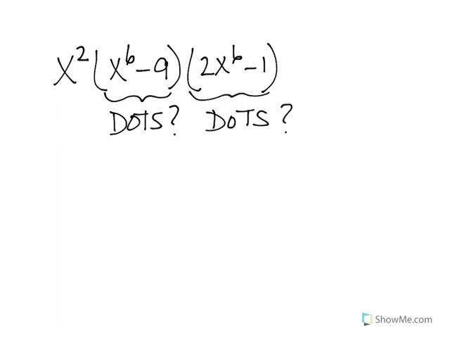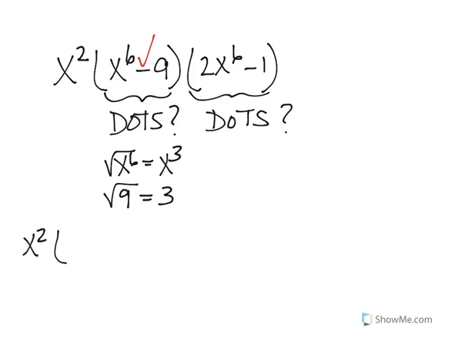Okay. And if we look at x to the 6th minus 9, and we consider what the square root of each of those sides are, it's perfect. The square root of x to the 6th is x to the 3rd, and the square root of 9 is 3. And we also have subtraction. So yes, x to the 6th minus 9 falls into the category of dots, difference of two squares. So that's going to be x to the 3rd plus 3, x to the 3rd minus 3.